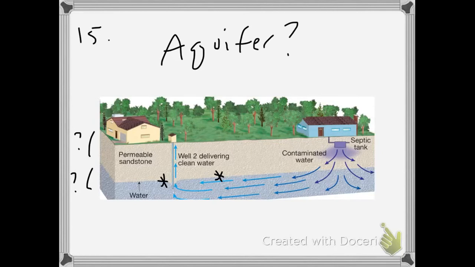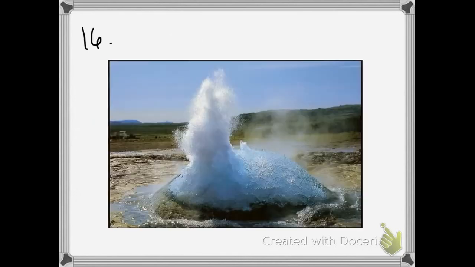Is this even an aquifer at all? Yes, because it's a permeable sandstone. That means that water flows through this rock fairly easily. Question number 16. What is this thing that is erupting hot water? That is a geyser, and it's different from a hot spring because a hot spring may just bubble water.